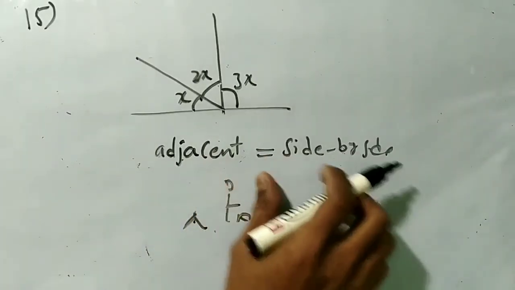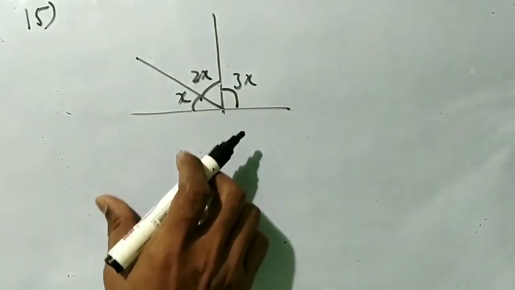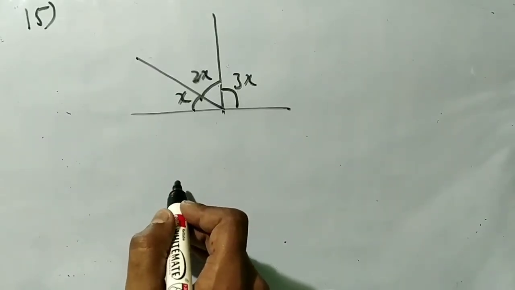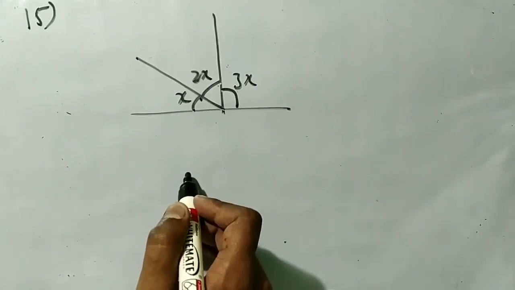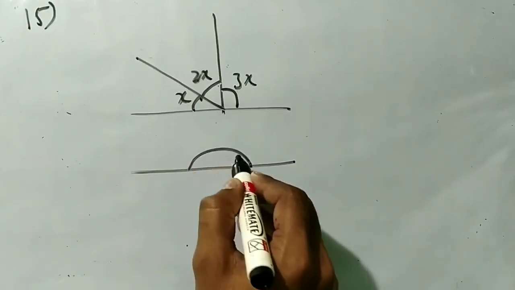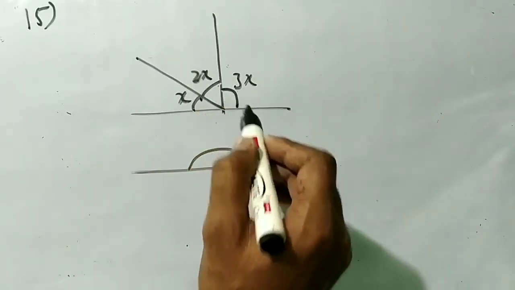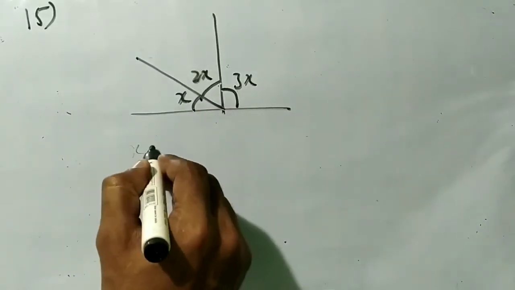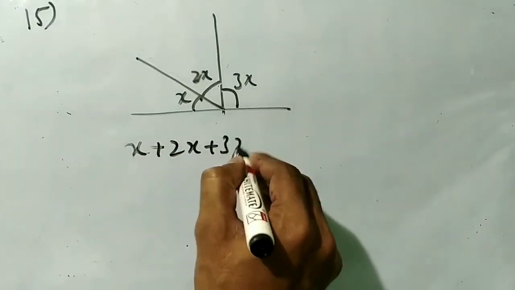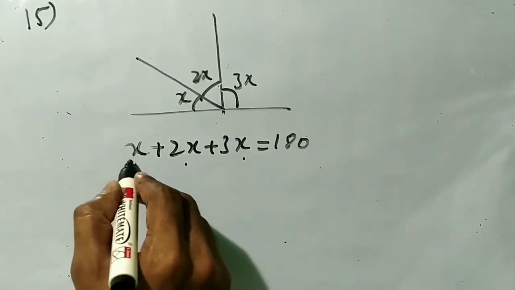So we know that we have to study the angles here. In the question they have given a hint: the sum of all adjacent angles on a line is 180. That is nothing but a straight line; on a straight line the summation of all angles is equal to 180. Here three angles are formed, and their summation is equal to 180. So x plus 2x plus 3x is equal to 180. 2 plus 3 is 5, 5 plus 1 is 6. So 6x is equal to 180.